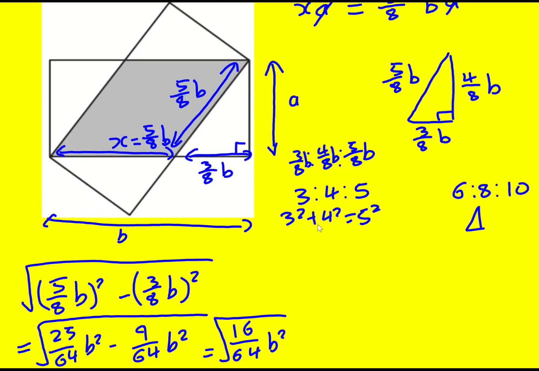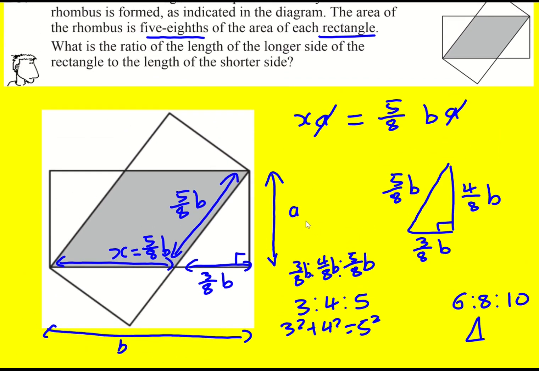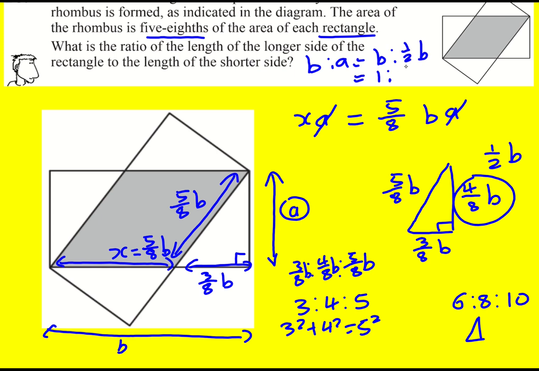So we're nearly there. We were asked for the ratio of the length of the longer side to the shorter side. So it's going to be B to A. We just found out that A here is equal to 4/8 B, which by the way is also a half B if we simplify it. So it's going to be B to a half B. Divide through by B to give 1 to a half. Simplify this, 2 to 1.